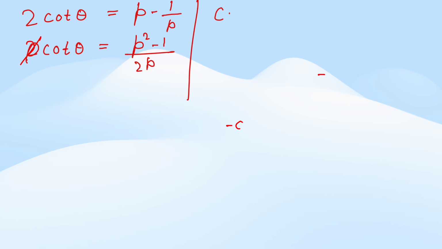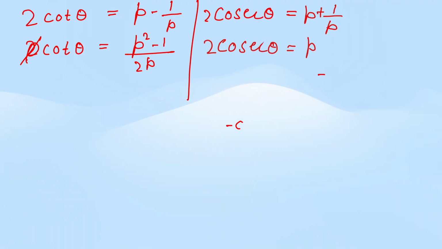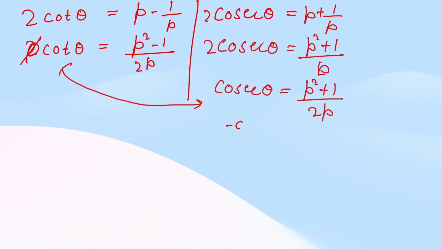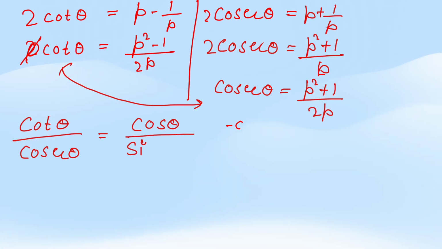And what about cosec theta now? 2 cosec theta is given as p plus 1 upon p. So if I try to find cosec theta, it will be p square plus 1 by p, and if I shift the 2 to the other side, cosec theta is p square plus 1 by 2p. Just divide them. What will I get? Cot theta by cosec theta. Cot theta means cos theta by sin theta into cosec theta.